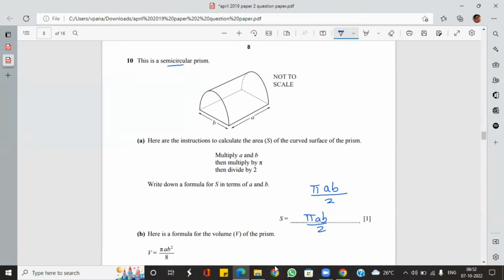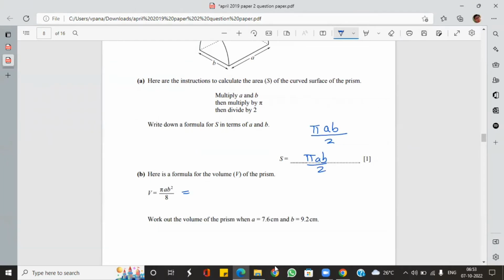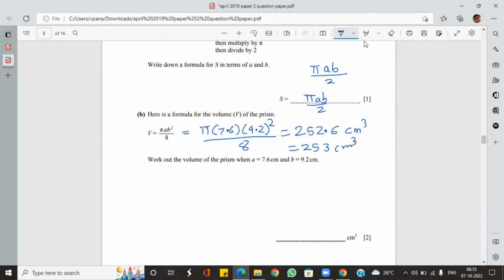Now the next part it says, here is a formula to find the volume of a prism. So you are supposed to find the volume of a prism where the values of A and B are given to us. So we put the value pi times A, which is 7.6, into 9.2 squared, and then divided by 8. On calculating this with the help of a calculator, you get 252.6 centimeter cube, or you can write it as approximately 253 centimeter cube. So this is how the volume of the prism is 253 centimeter cube when we round it up.